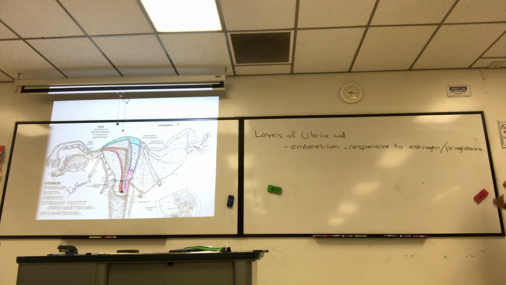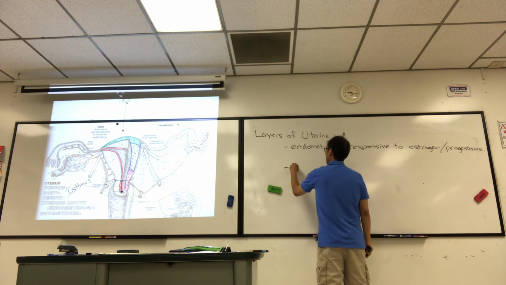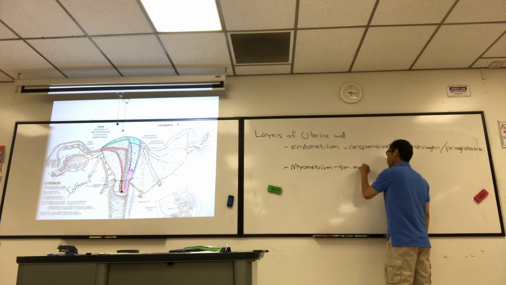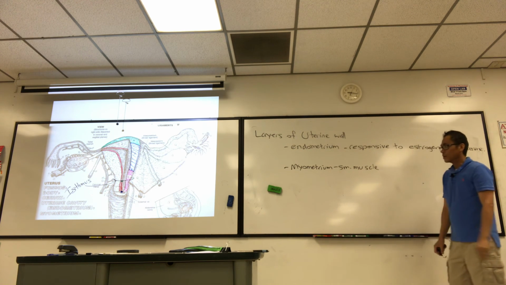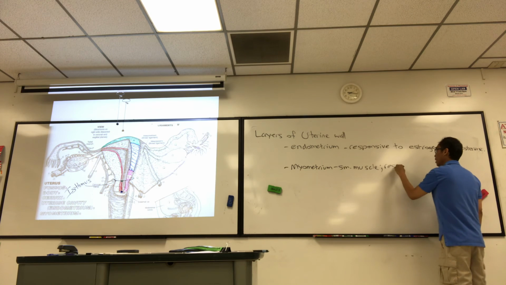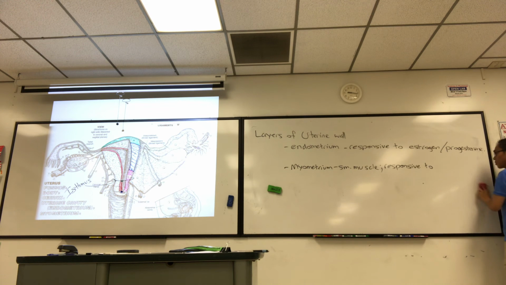So basically, those hormones target the endometrium. Basically, the endometrium thickens to get ready for pregnancy. And, well, if there's no pregnancy, you have menses. Okay, but this is the sex hormone responsive layer. The muscle part is the myometrium. Smooth muscle. That's the one in the last lecture I said oxytocin targets. Responsive to oxytocin during labor and delivery.